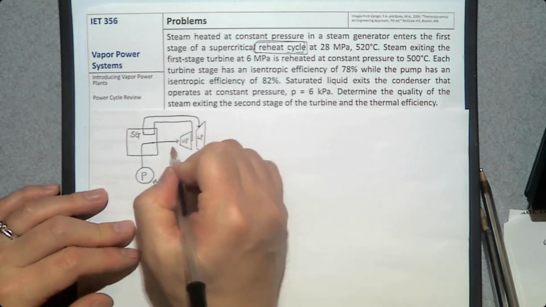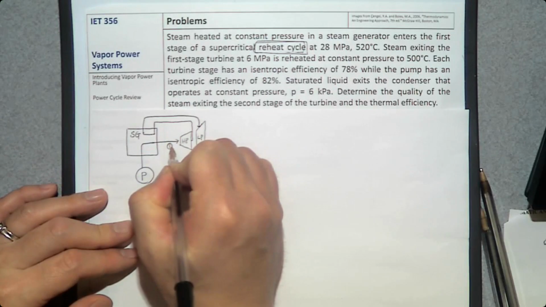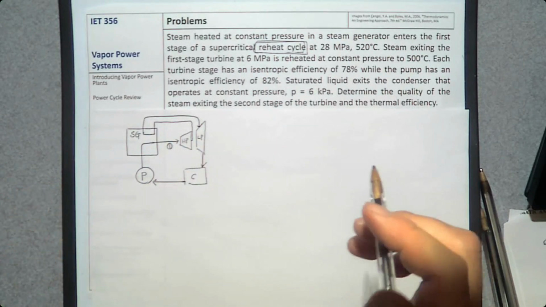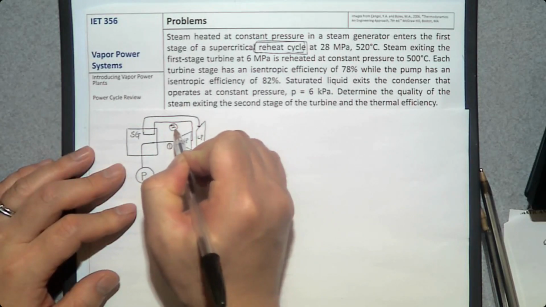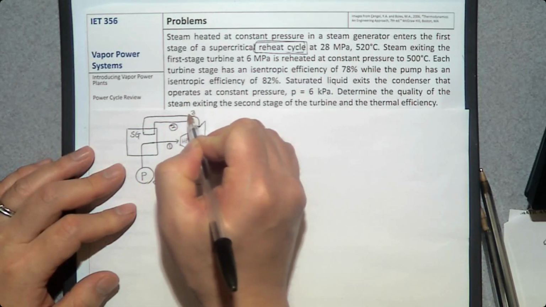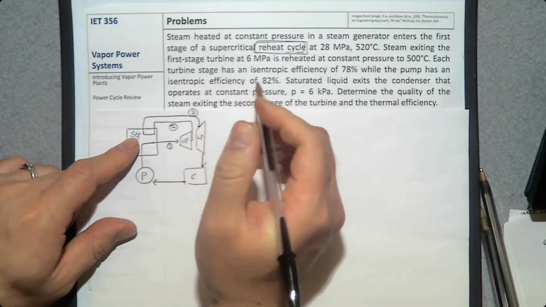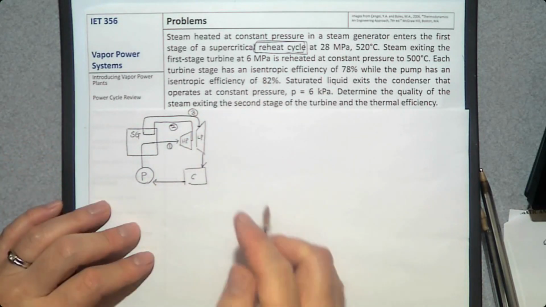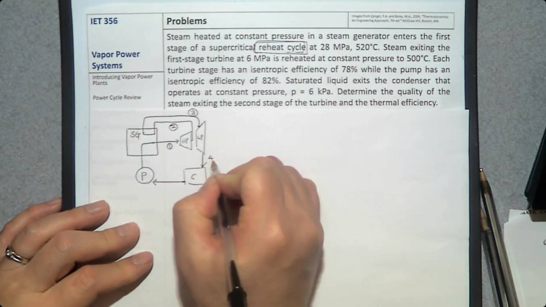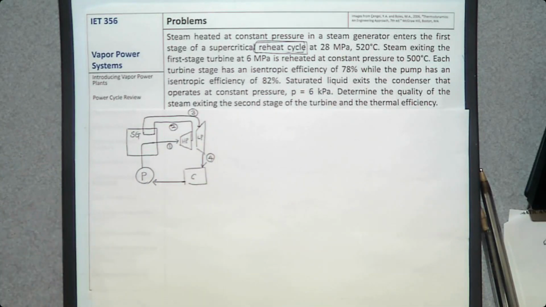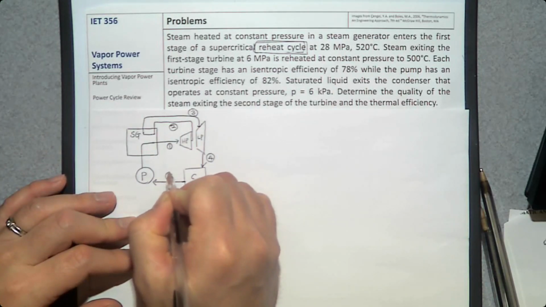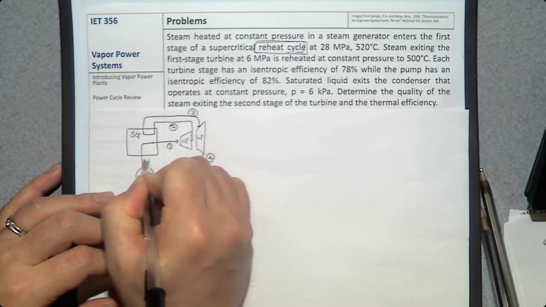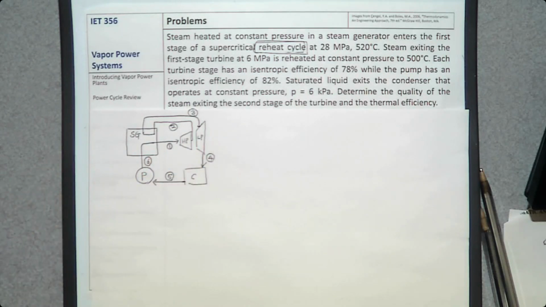The inlet of this turbine is number 1. The exit of this high pressure turbine is number 2. The exit of this reheat process, which is the reheating in the steam generator, is number 3. The exit of this second stage turbine is number 4. The exit of this condenser, which is the inlet of the pump, is number 5. And number 6.